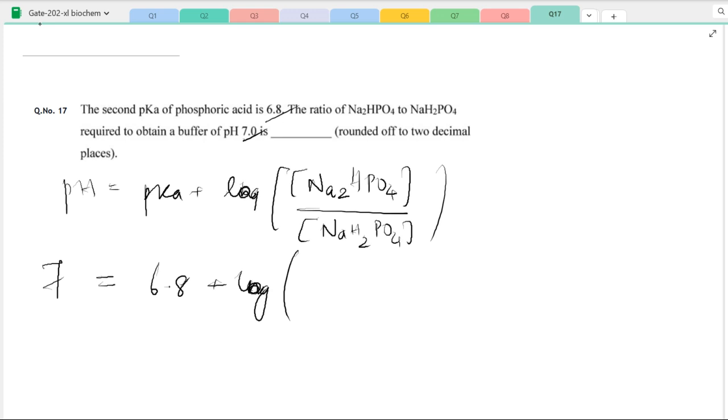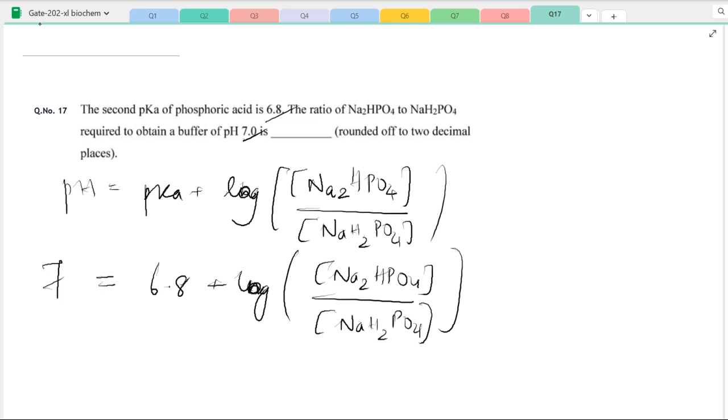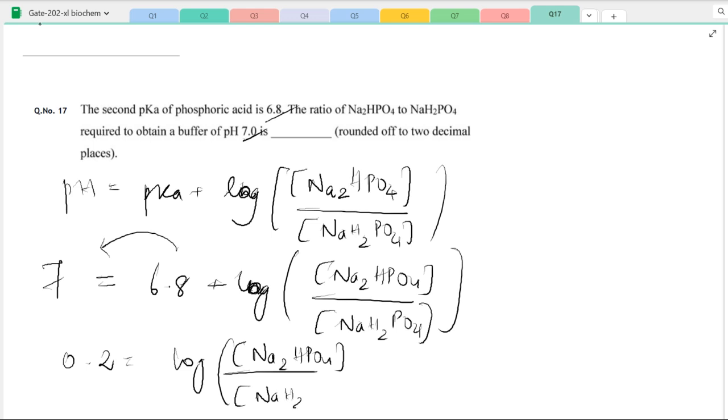log of Na2HPO4 divided by NaH2PO4. So if I take this to this side, it will be 0.2 equal to log of salt concentration, which is Na2HPO4, divided by acid concentration, which is NaH2PO4. So now we need to get this ratio basically. That is what is asked in the question.